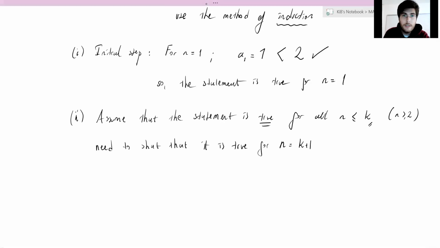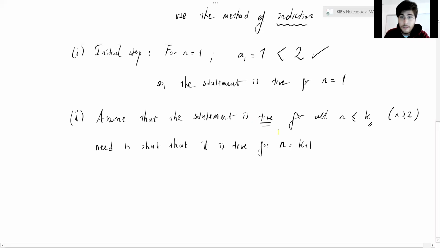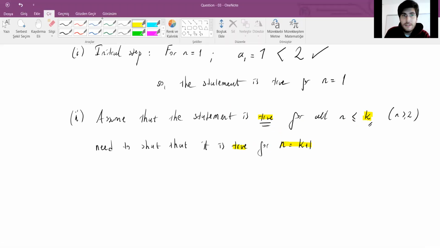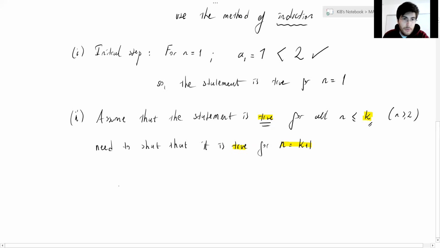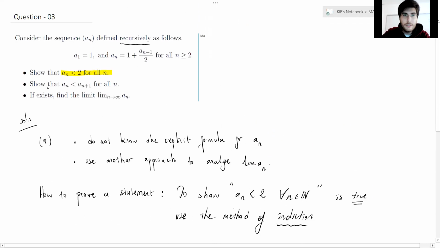If you look carefully at the statement, we assume that it is true for all n up to k, and we need to show that it is true for k plus 1. K is just some number. Just look at the following observation. Let's see, a(k+1). What is a(k+1)? By definition, this is just (1 plus ak) divided by 2, right? This is just the definition, right?